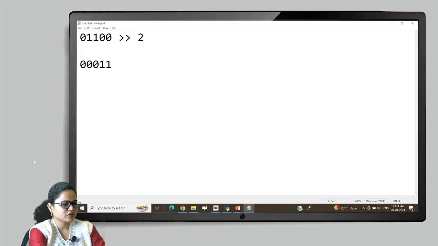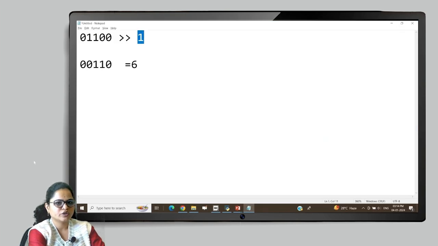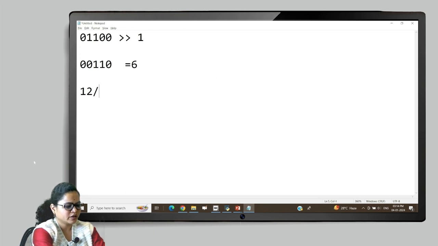As a result, if you are shifting by only one digit, you will get 110, which is nothing but the decimal value 6. As I said, it divides your number by 2 raised to n. Here n is 1, we shift only one digit to the right, and our original number is 12, so 12 divided by 2 raised to 1, which is 2 itself, gives the result 6.